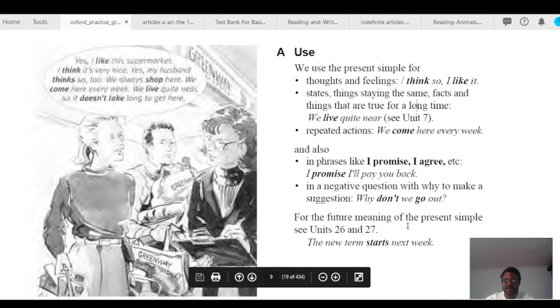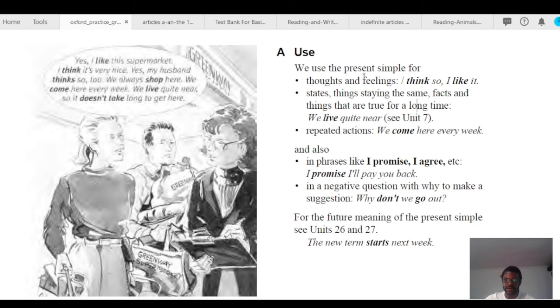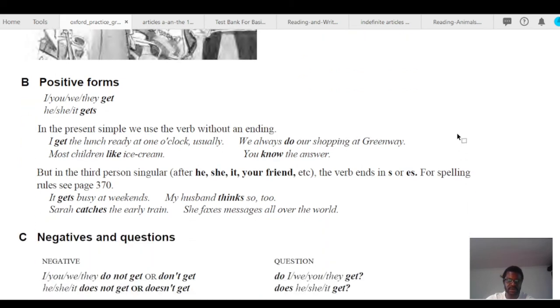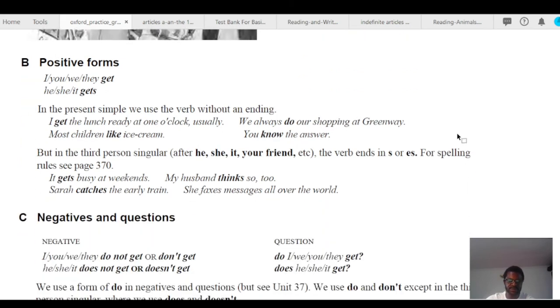For the further meaning of this, I don't want to bore you much with all this. I just want to concentrate on simple present tense about thoughts and feelings, repeated actions, okay? And things that are going to be true for a longer period of time. I think that is going to do for now at your level. I may not take it further than that.